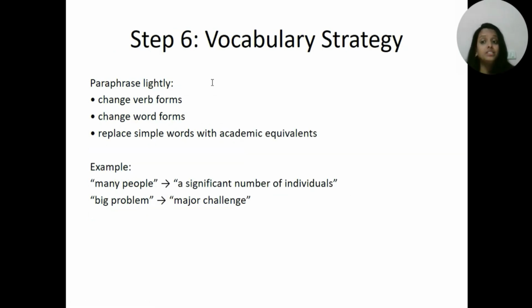And the next step is vocabulary strategy. Don't copy full phrases directly from the passage. You have to paraphrase slightly. You can change the verb forms, you can change the word forms, you can try to replace simple words with academic equivalents. Example, if it is many people, then you can write significant number of individuals. Or if it is a big problem, you can use a paraphrasing phrase such as major challenge, right? But do not overcomplicate. Clarity is very important.